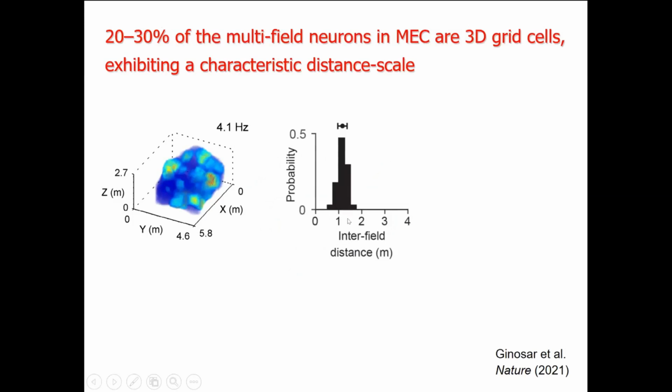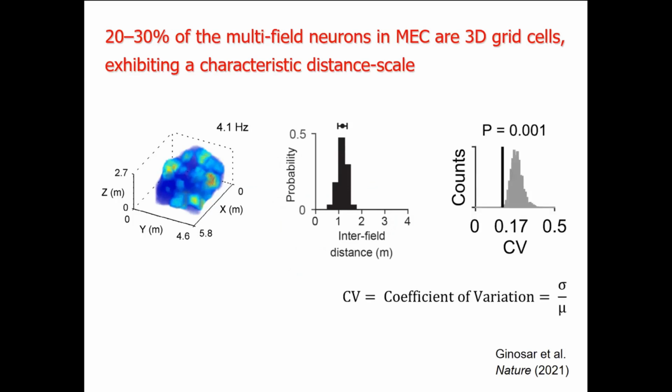And you can see that the interfield distance histogram is very narrow. The histogram is distributed narrowly, meaning that it looks like there is a local distance scale that is conserved. And to quantify this, we looked at the coefficient of variation, the standard deviation divided by the mean of this histogram. So for this particular neuron, the coefficient of variation is 0.17. So that's a low number. It means the histogram is narrow, but more importantly, the CV, the coefficient of variation, was lower than for 1,000 shuffles. So that means that it's significantly narrowly distributed. In fact, for 20 to 30% of the multifield neurons in the medial entorhinal cortex, we found this local distance scale. So these are grid cells.